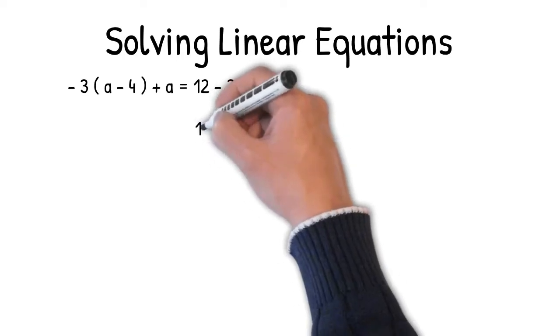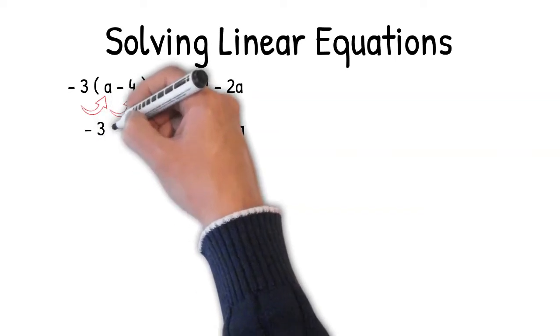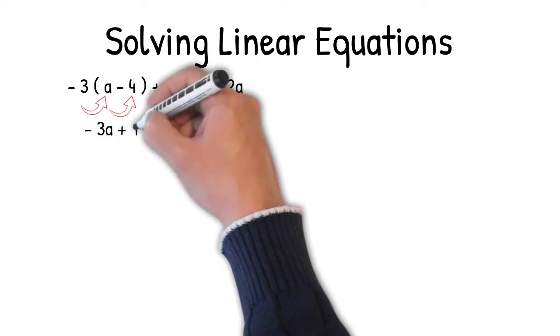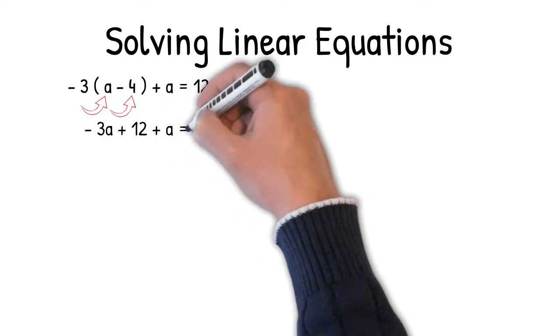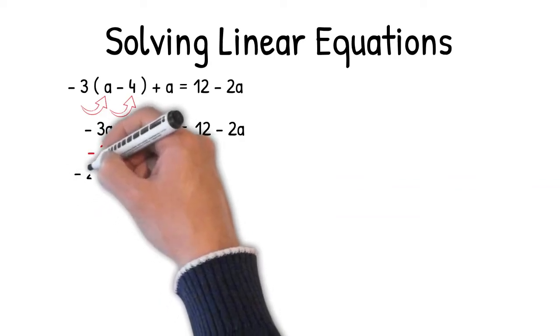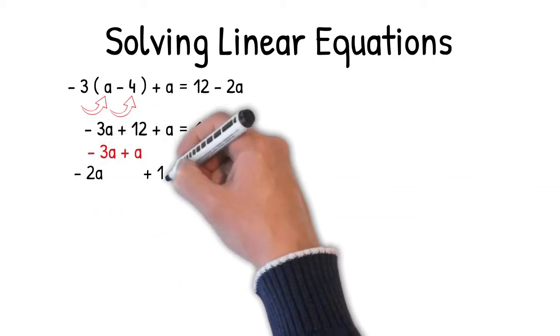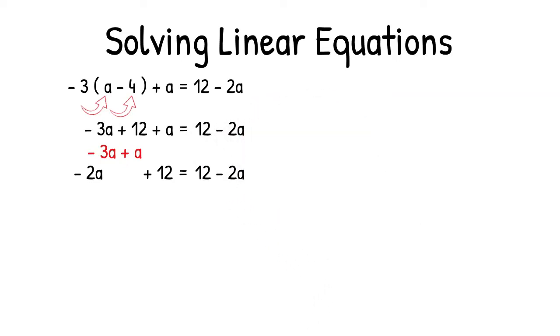The right side is already in simplest terms. On the left side, we need to distribute the negative 3. Negative 3 times a is negative 3a. Negative 3 times negative 4 is positive 12. Now combine like terms. Negative 3a plus a is negative 2a, and then drop down the positive 12. Now both sides are in simplest terms.